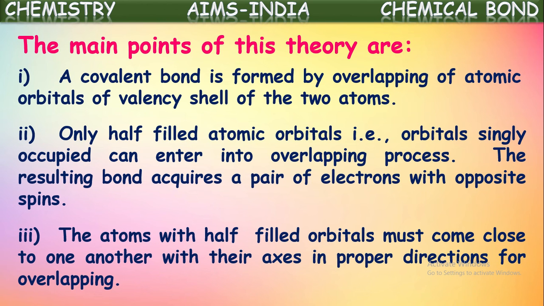The atoms with half-filled orbitals must come close to one another with their axes in proper direction for overlapping. So the atoms which are having unpaired electrons in their atomic orbitals, when these two atoms approach each other, these half-filled atomic orbitals must come close to each other and in the proper axis. Then only they overlap each other and result in the formation of covalent bond.